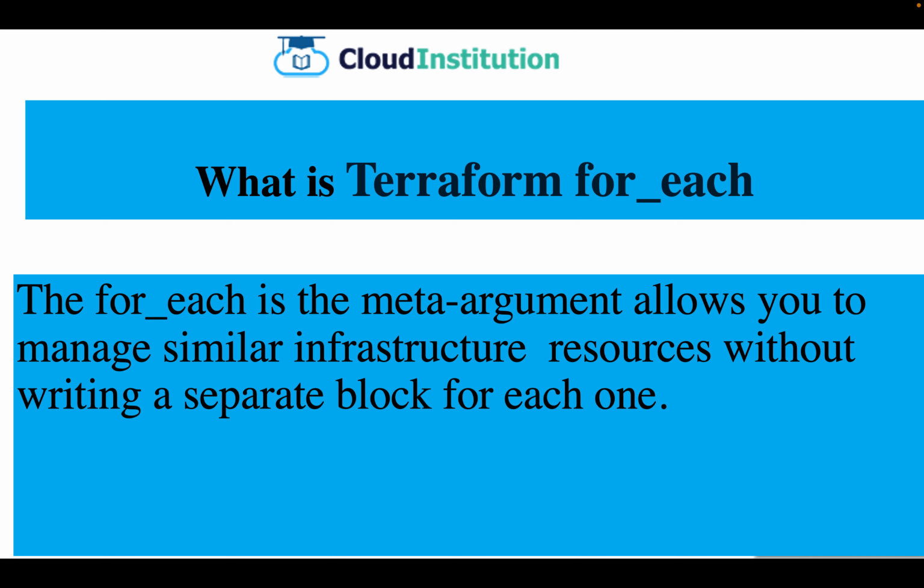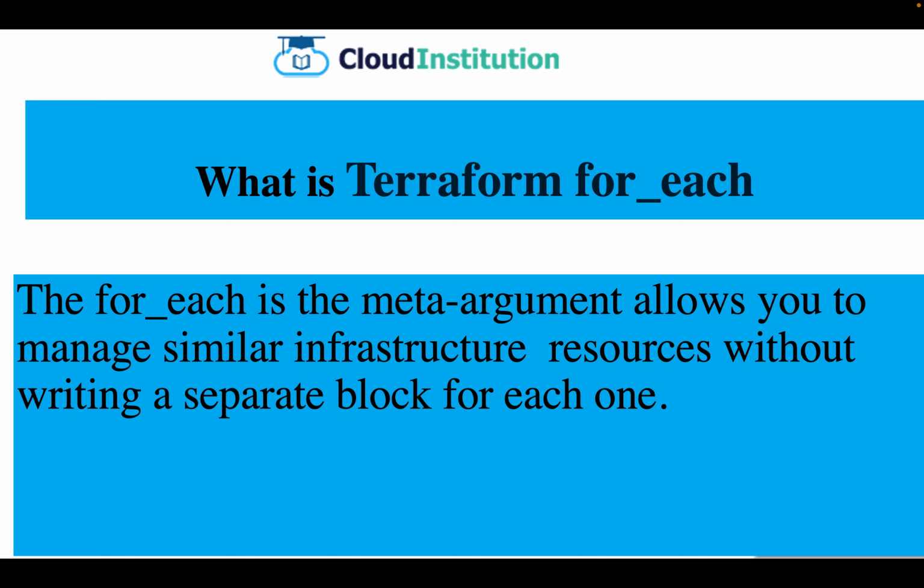Terraform for_each is a meta-argument that allows you to manage similar infrastructure resources without writing a separate block for each one. Which means that if you want to create multiple resources, you don't need to write separate code again and again. We can reuse this code. It is just like a for loop that can be used in Terraform. Okay, so we are going to see how to do that.